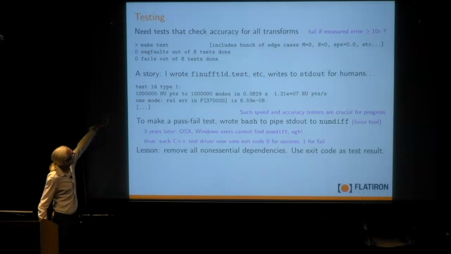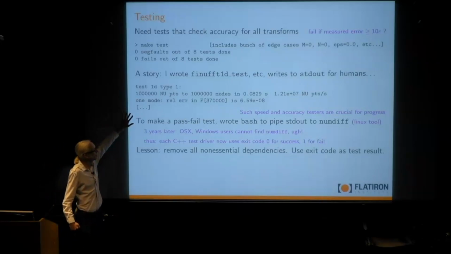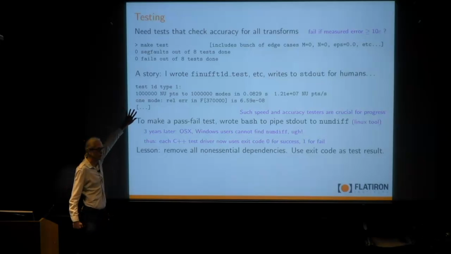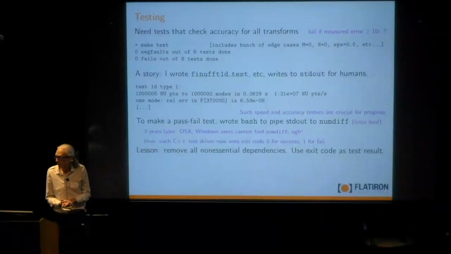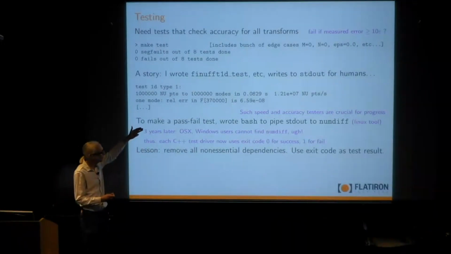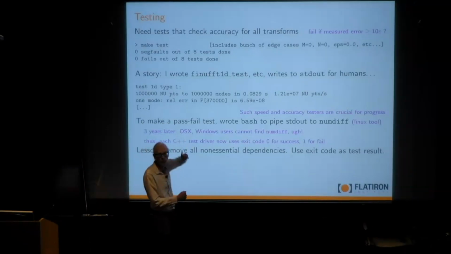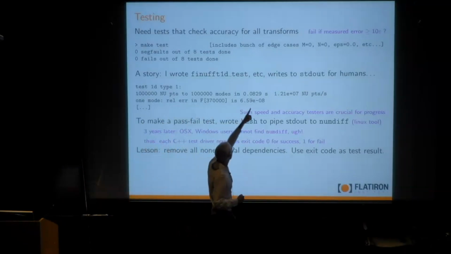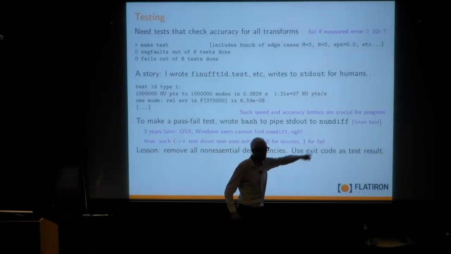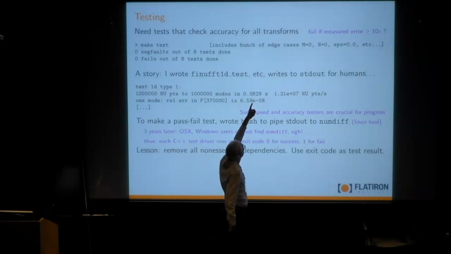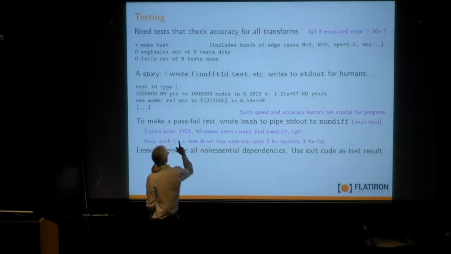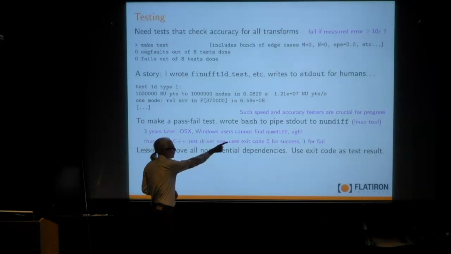So this is a story, right? I wrote these human readable tests. This was my tradition coming from scientific computing. Write this stuff and look at it with your eyeball, and that's sufficient. But then we needed pass-fail tests. So I said, oh, I know the right thing to do. Pipe this text output to something called numdiff, which is a Linux tool that checks whether this number is small enough, let's say. Okay. 3 years later, Mac and Windows users cannot find numdiff.